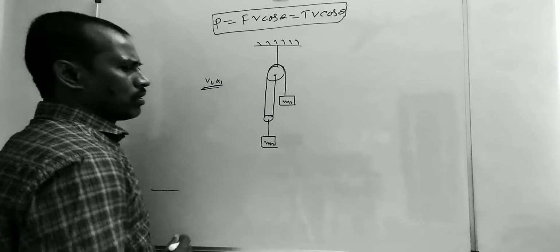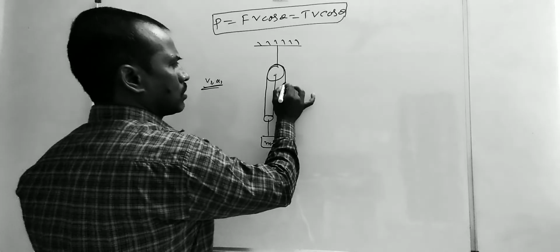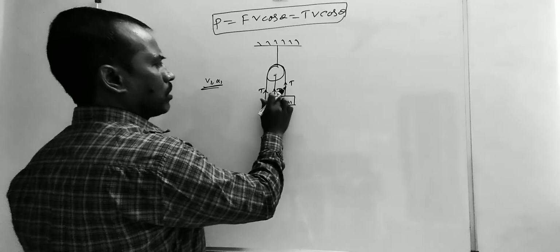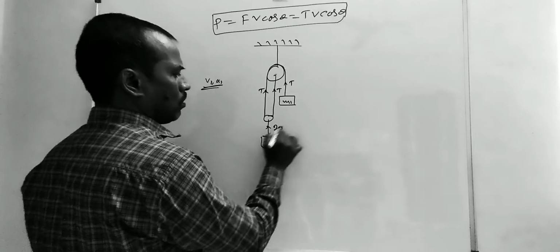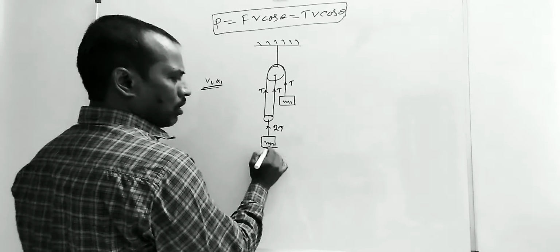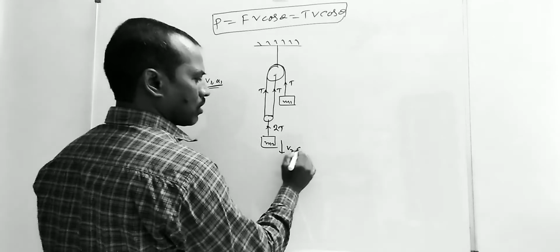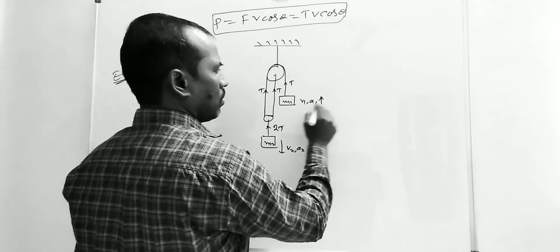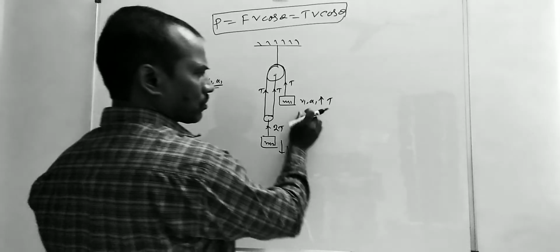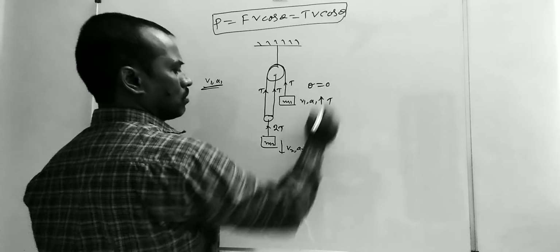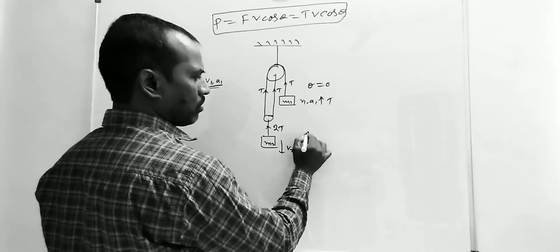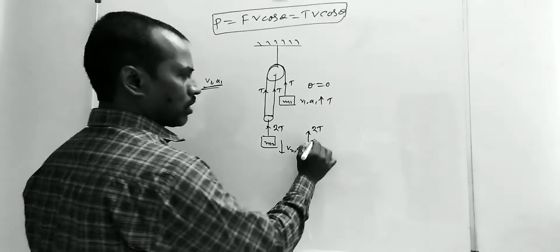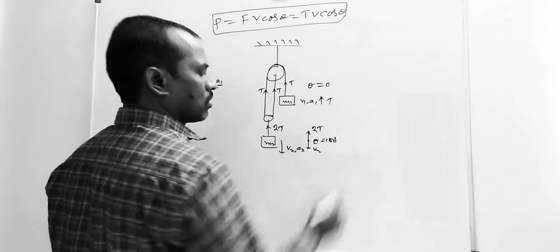Now first of all, write the tension in the string. This is tension T, this also T, this also T, T plus T, 2T here. Now this M2 block is moving in the downward direction with velocity V2, acceleration A2. The M1 block is moving upward with velocity V1 and acceleration A1. Here tension force and velocity are in the same direction, theta is equal to 0. In this case tension and velocity are in opposite directions: 2T upward, V2 downward, theta is equal to 180 degrees.